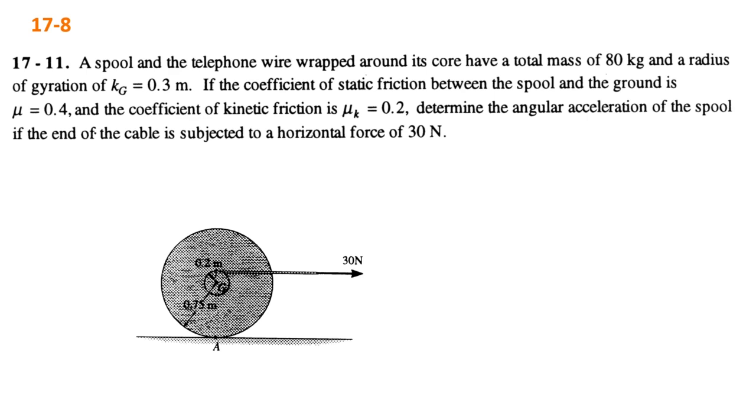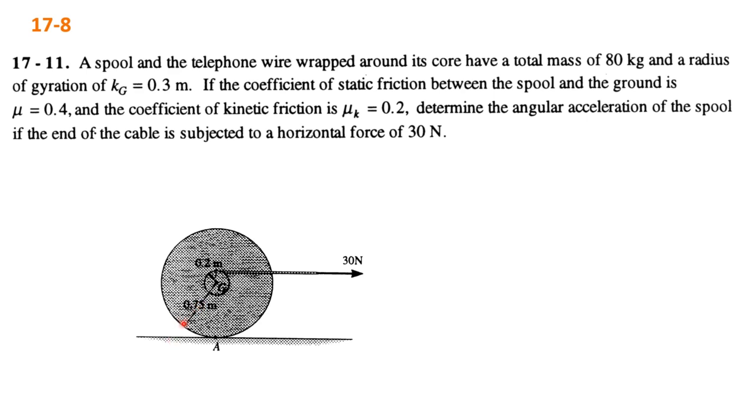If the coefficient of static friction between the spool and the ground is equal to 0.4, and the coefficient of kinetic friction is equal to 0.2, determine the angular acceleration of the spool if the end of the cable is subjected to a horizontal force of 30 Newton. I think that we had a similar question earlier in one of the quizzes, and that's just an advanced stage of that. So once again, we have here the core is 0.2 meter radius.